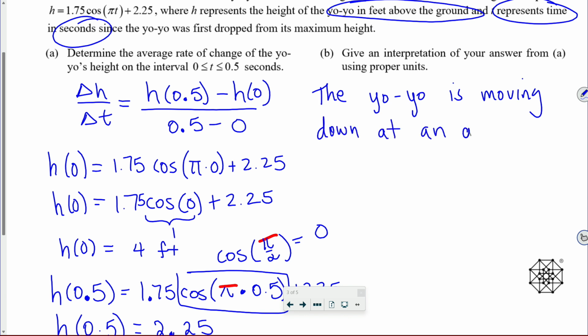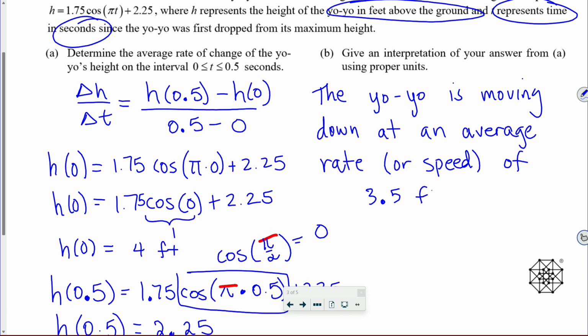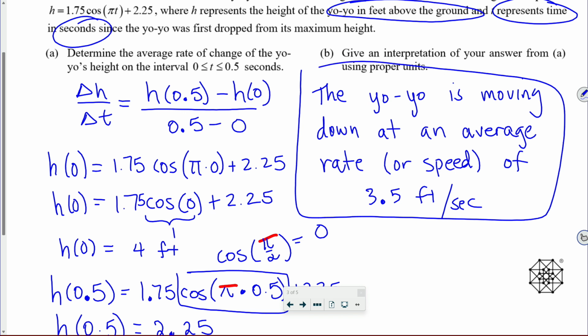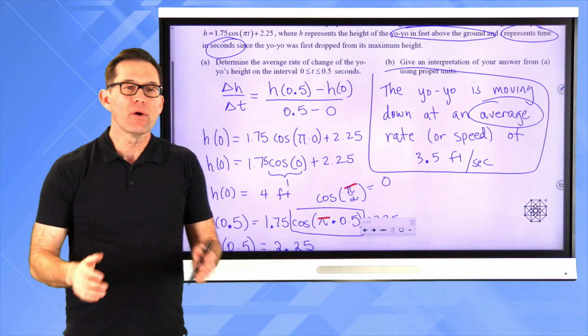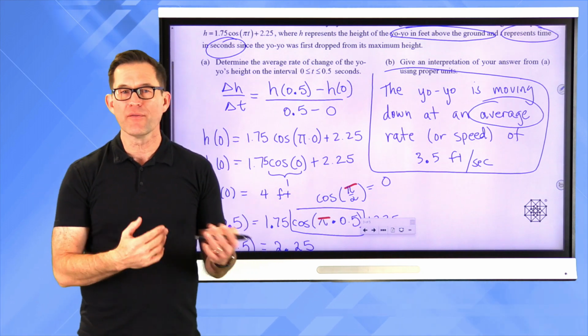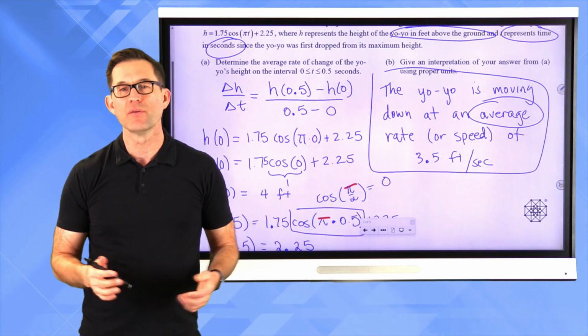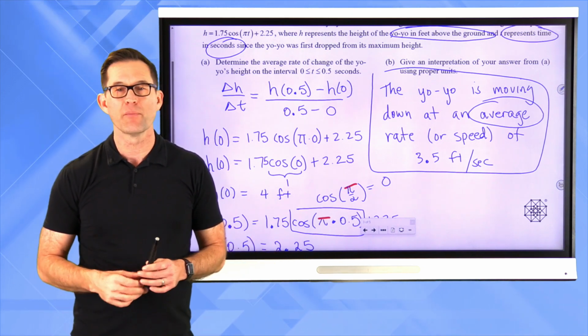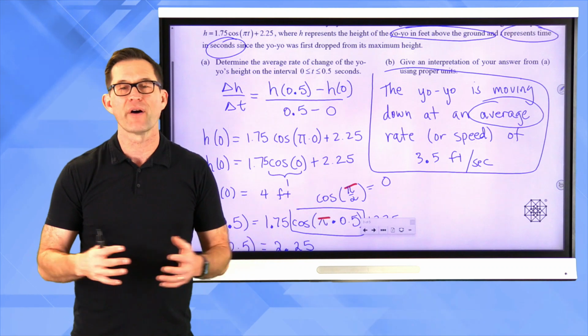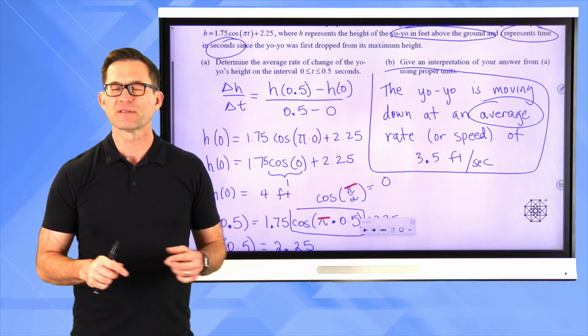at an average rate or speed of 3.5 feet per second. It's a little bit dicey to not have the word average in there. All right? So I don't know, your teacher might be more forgiving or not forgiving, so if you said the yo-yo is moving at a rate of 3.5 feet per second or down at a rate of 3.5 feet per second, that might be acceptable.